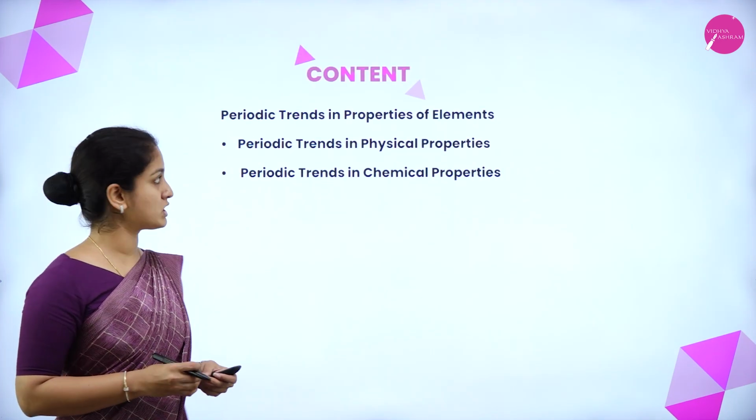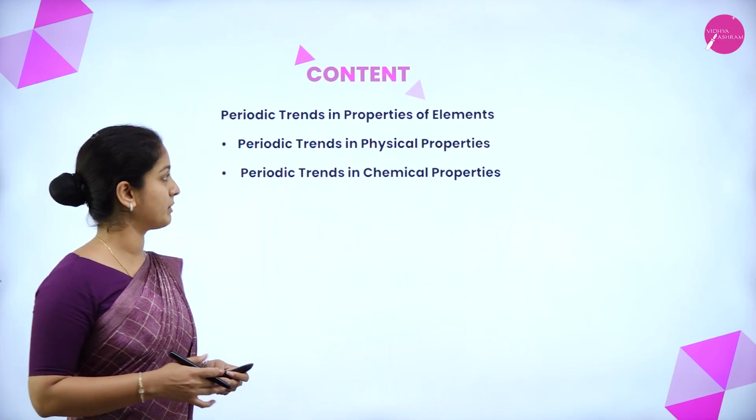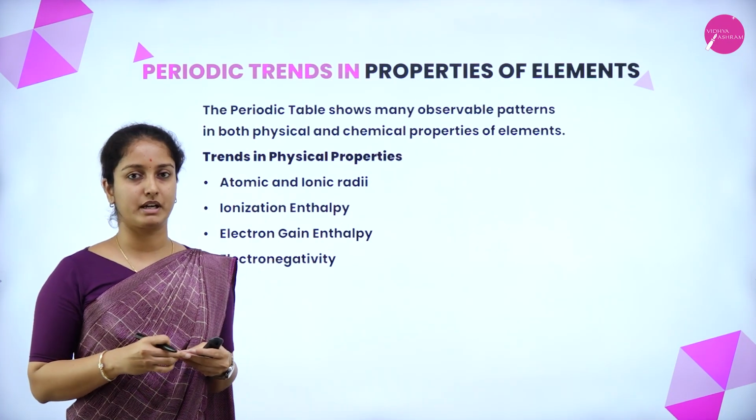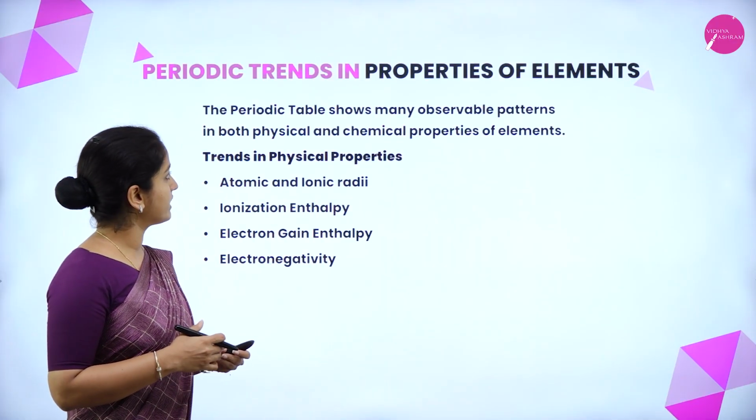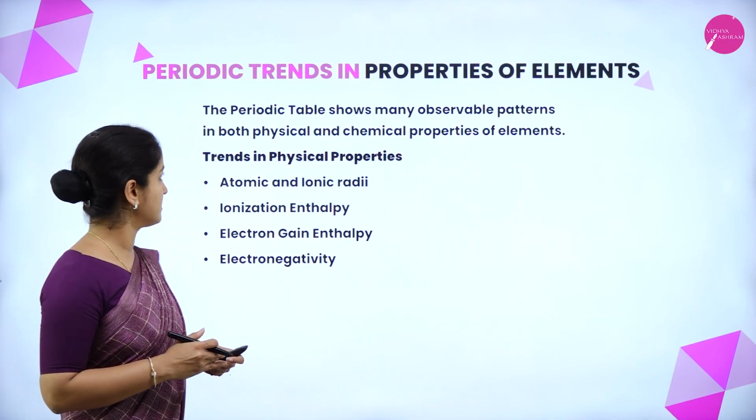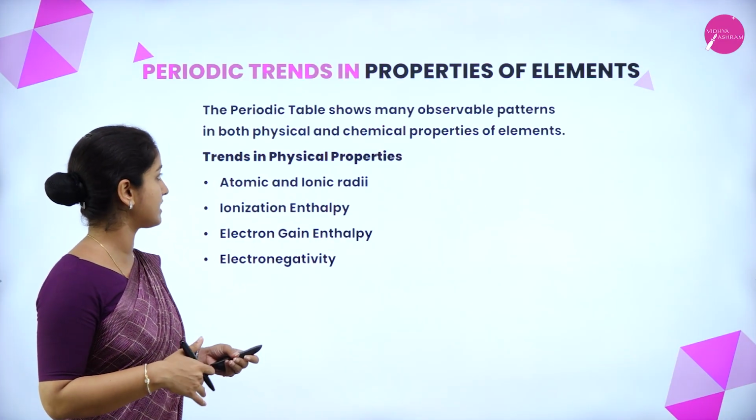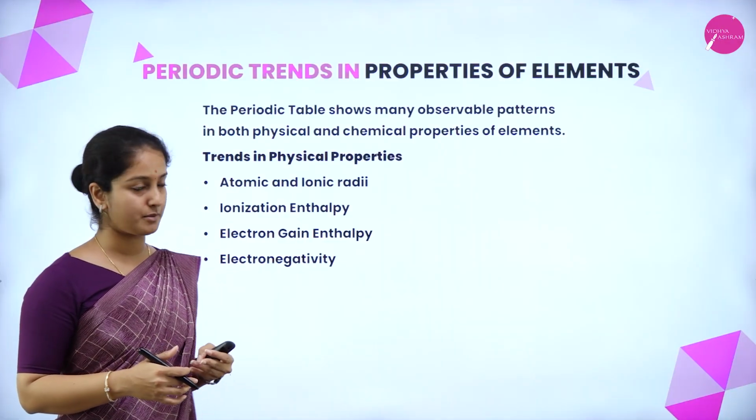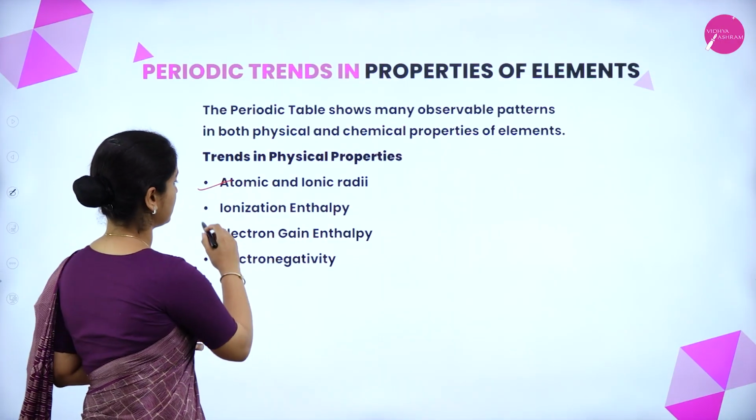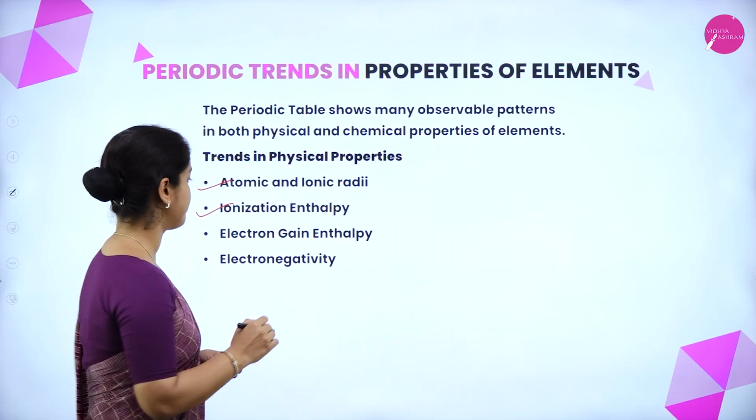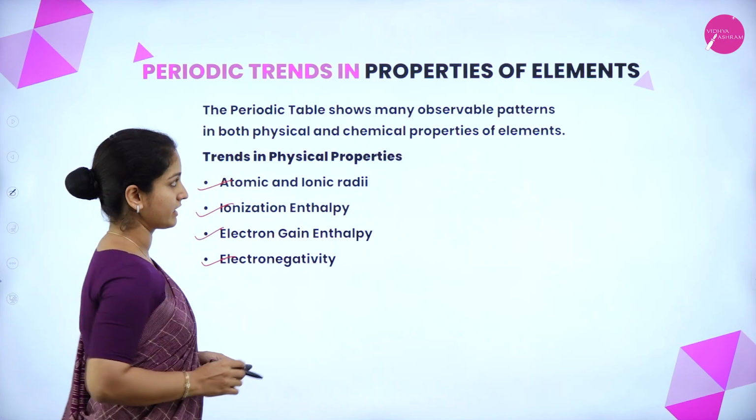In this session we shall study about periodic trends and properties of elements, both physical and chemical properties. So let us study one by one, that is periodic trends and properties of elements. So the periodic table shows many observable patterns in both physical and chemical properties of elements. So now we shall study what are the trends in physical properties. One is atomic and ionic radii, the other one is ionization enthalpy, the third one is electron gain enthalpy, and the fourth one is electronegativity.